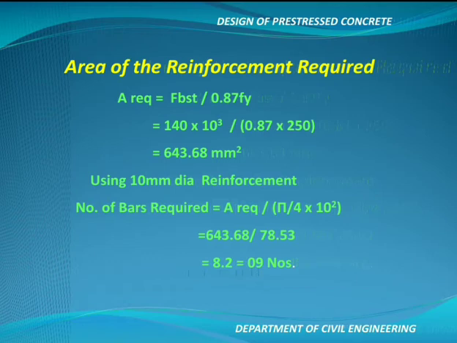Further, adopting 10 mm diameter reinforcement, we have to calculate the number of bars required, which is given by A required upon area of 1 bar of 10 mm diameter. Substituting the values, we get the number as 9. Hence, we have to provide reinforcement of 10 mm diameter, 9 numbers. Whenever we provide reinforcement in the anchor zone, it will be in 3 or maximum 4 lines.